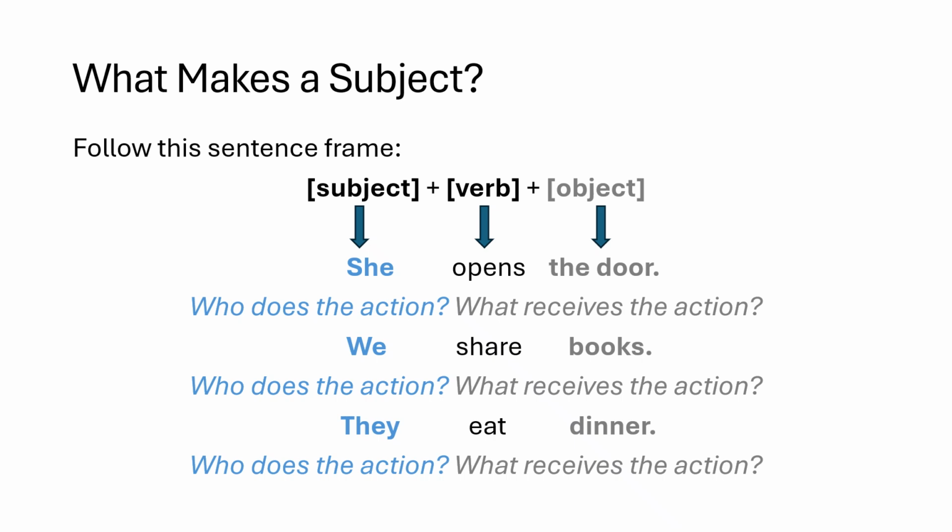Follow this sentence frame. Subject plus verb plus object. She opens the door. Who does the action? The subject, which is she. We share books. Who does the action? The subject, which is we. They eat dinner. Who does the action? The subject, which is they. Notice that the subjects in these sentences are all pronouns.